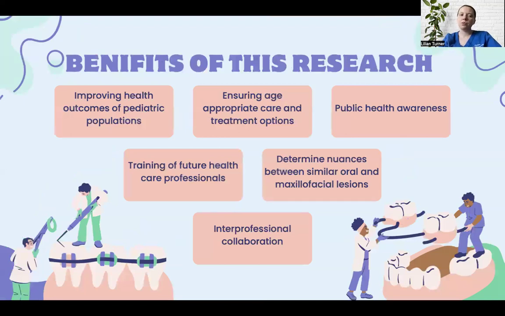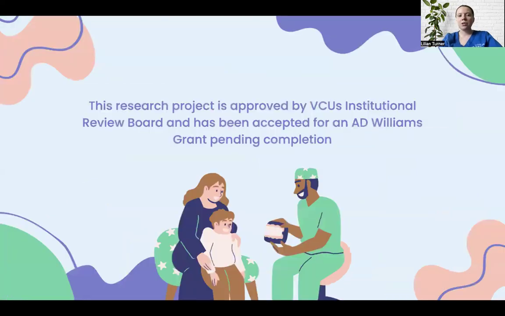So some of the benefits of this research is really improving the health and outcomes of pediatric populations, ensuring age-appropriate care and treatment options. Public health awareness is a huge one, training of future healthcare professionals like myself, determining the nuances between similar oral and maxillofacial lesions, and interprofessional collaboration. We're going to be working with a lot of departments. So this research has been approved by VCU's Institutional Review Board, also known as IRB, and it has been accepted for an A.D. Williams grant pending completion.